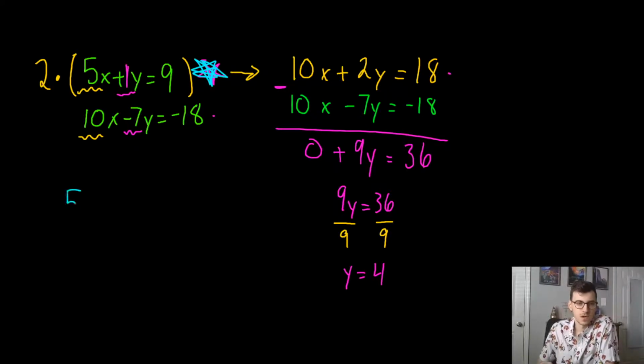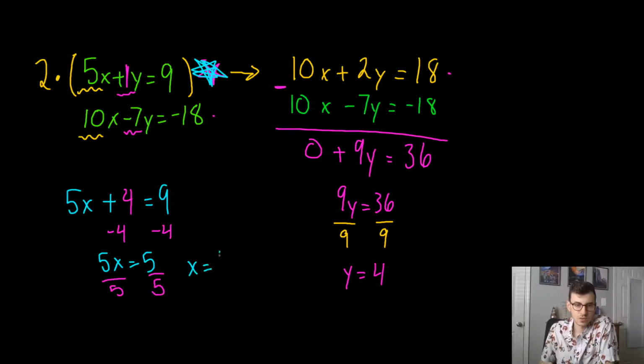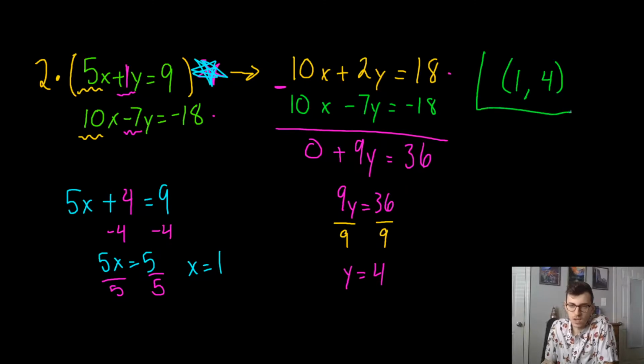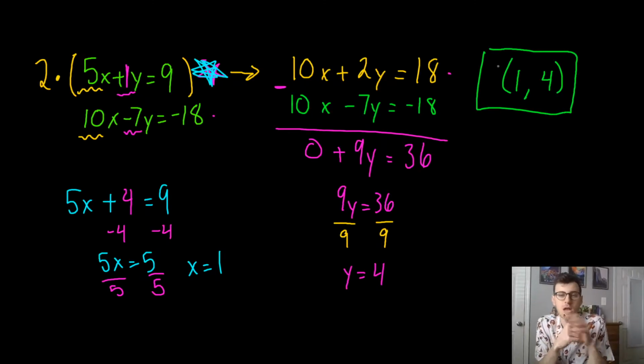So maybe we substitute in 5x plus y, which is 4, equals 9. If I subtract 4 from both sides, I get 5x equal to 5. Divide by 5, and x is equal to 1. So then my solution would be 1, comma 4. X is 1 and y is 4. That's when my equations are the same. When x is 1, y is 4.